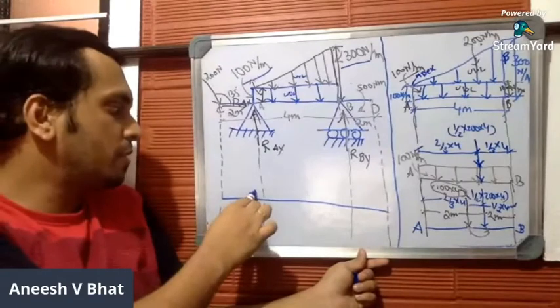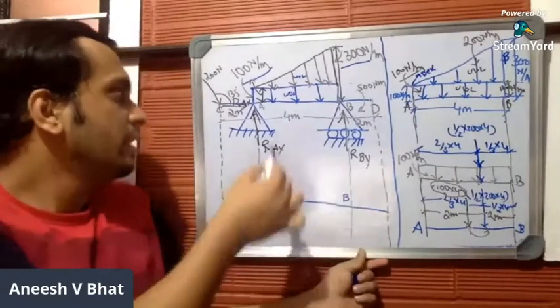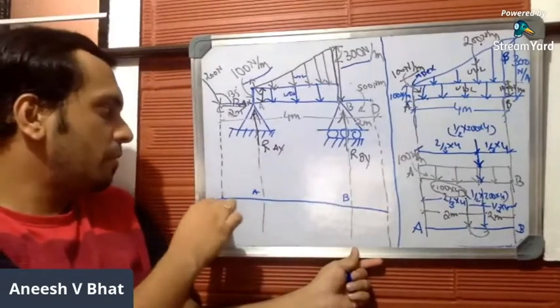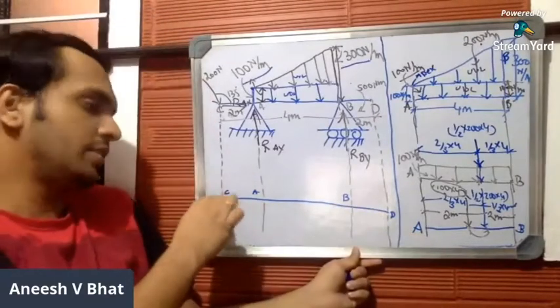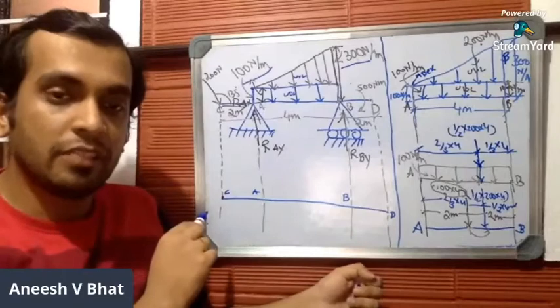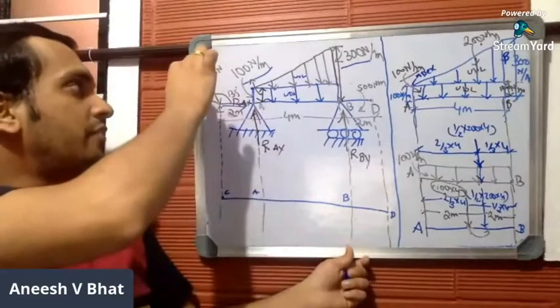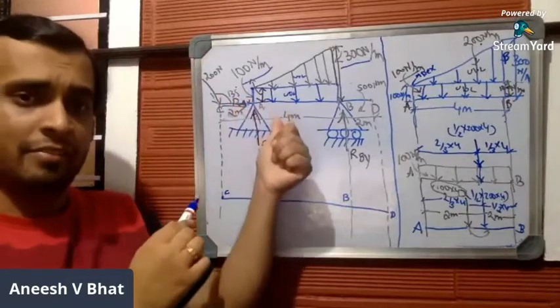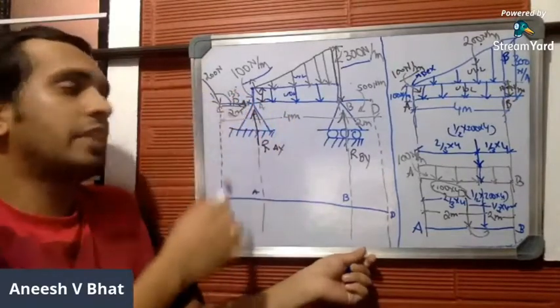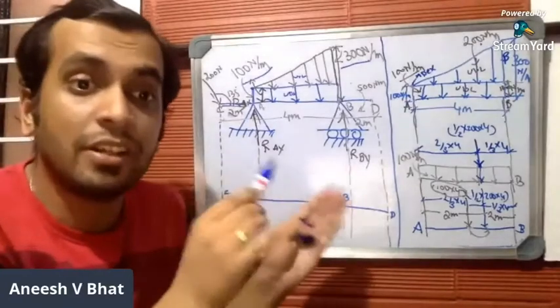So this is point A and this is point B. Let us start from this particular point, which is C, and this particular point, which is D. Let us start from C now. C is the left extreme end. You have a force, a point load, which is inclined. And the angle of inclination is given as 135. This is just given to confuse.